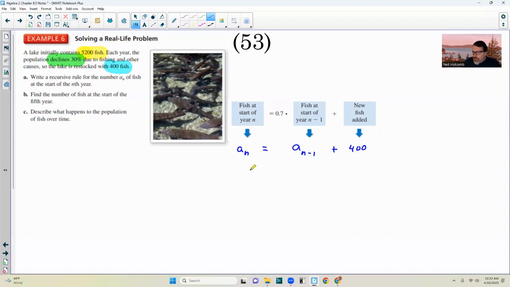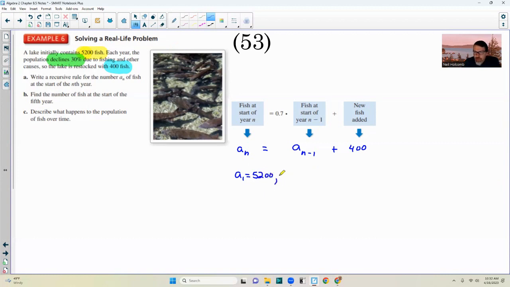So we have a recursive rule where we have a sub 1. So our first year, we have a sub 1 is 5,200. Just getting this right from our data here. So a sub 1 is 5,200.